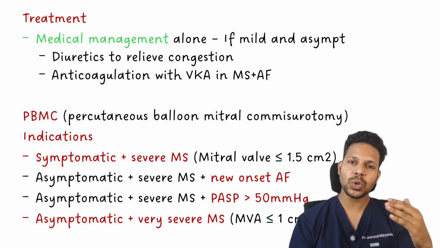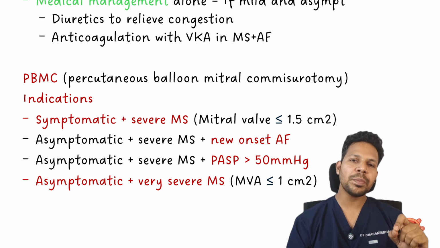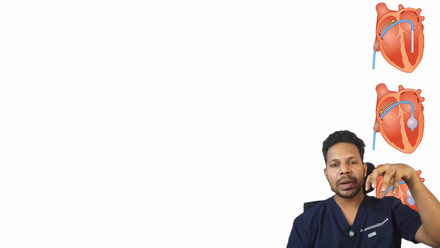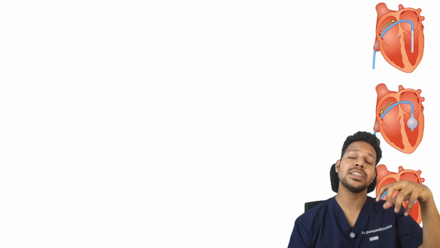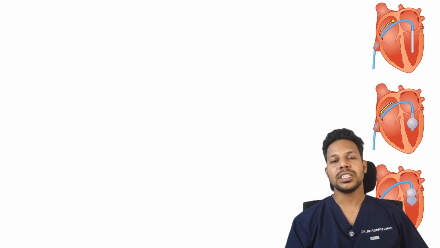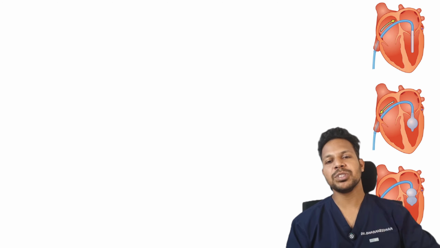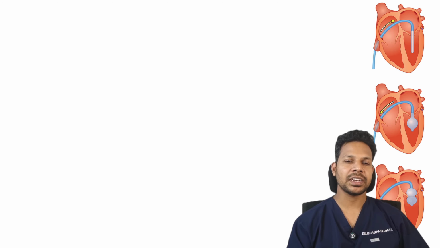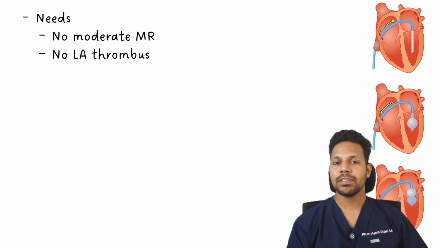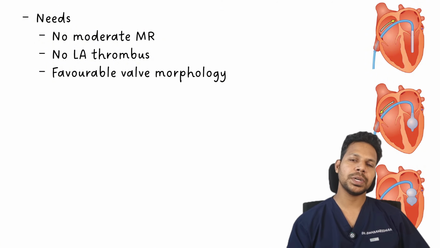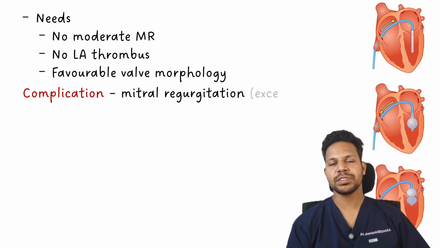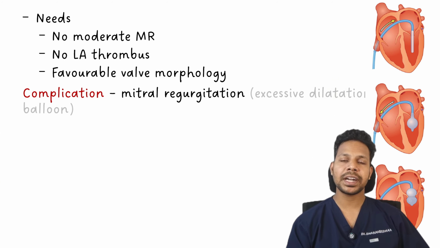And for the patient to undergo PBMC, there should not be any moderate MR. Because when you inflate the balloon in the mitral valve, that itself can result in mitral regurgitation. Sometimes the mitral regurgitation itself can be a complication of this balloon based mitral commissurotomy. So there should not be any MR prior, and there should not be any left atrial thrombus, and the valve morphology should also be favorable for the patient to undergo this interventional procedure. So the complication is mitral regurgitation, because excessive dilatation of the balloon can result in permanent dilatation of the mitral valve.